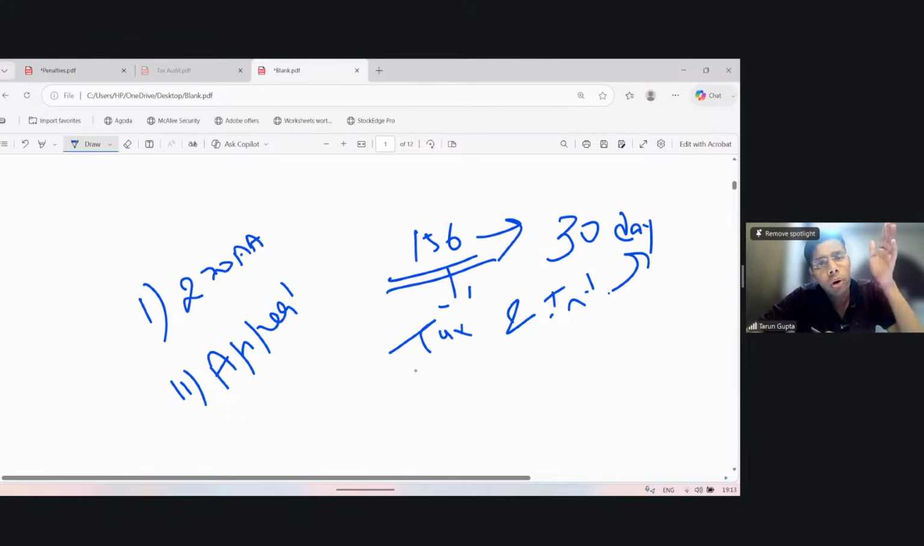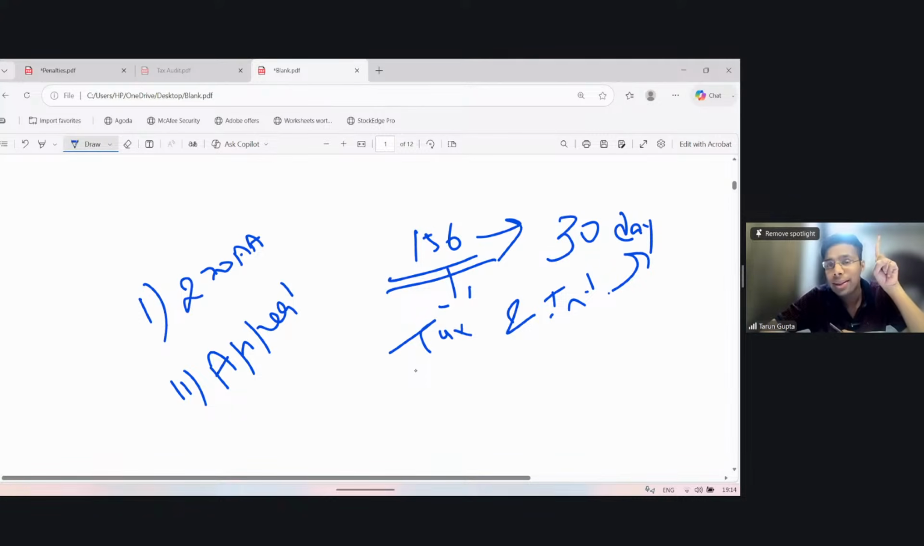Understood? So what we are talking about is, either you go for 270AA or you go for the assessment route, the appeal route. If you go for the appeal route, then 270AA you cannot invoke. 270AA is what? It gives you immunity from the penalty and prosecution if you pay the tax and the interest. Okay. But in such case, you cannot go to the appeal route. And if you have gone for the appeal route, then you cannot make an application to the AO under section 270AA. But if you want to go for 270AA, then you have to satisfy some conditions.